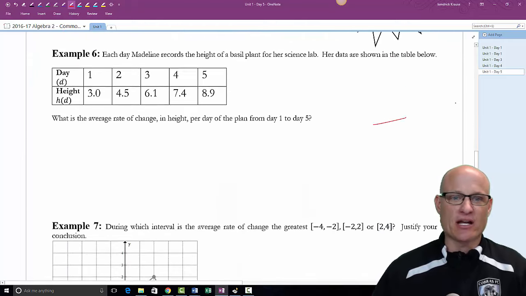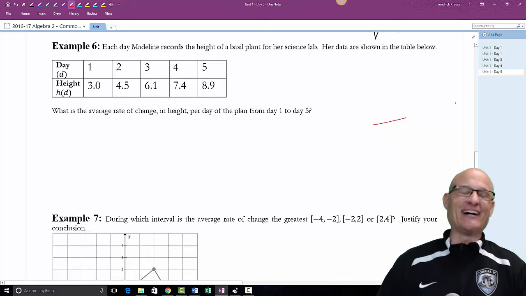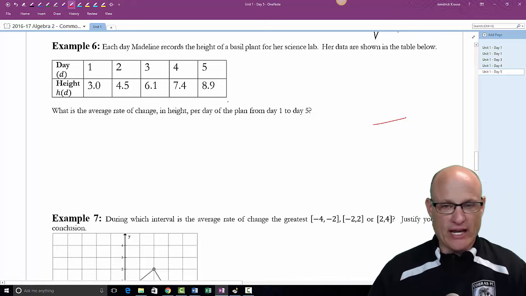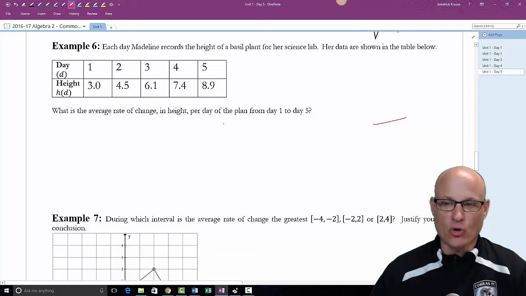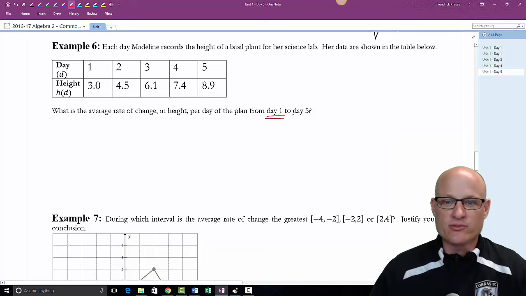So each day, Madeline records the height of a basil plant for her science lab. Oh, this is so exciting! It's real life, kids. Her data that she collected are shown below in the table. What is the average rate of change in height per day for the plant from day 1 to day 5?